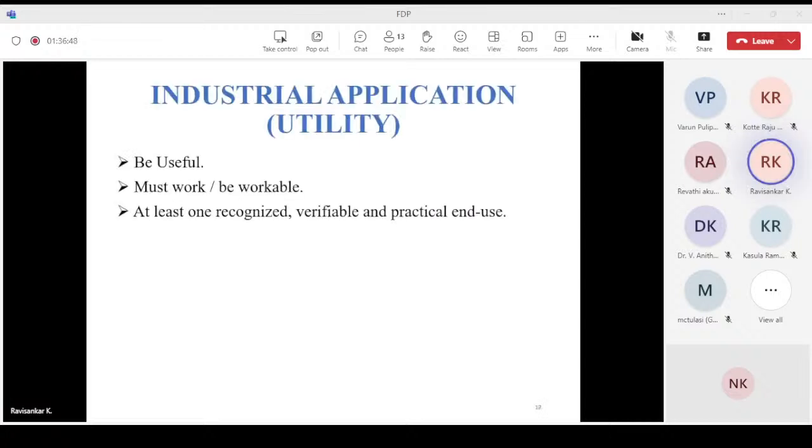So industrial applicability, as you know, means it should be useful. Without any use, the patent application will not be granted. At least for pharma, if you file a patent application, generally the pharma product will be useful to the people. So our applications generally will not be rejected based on industrial applicability.